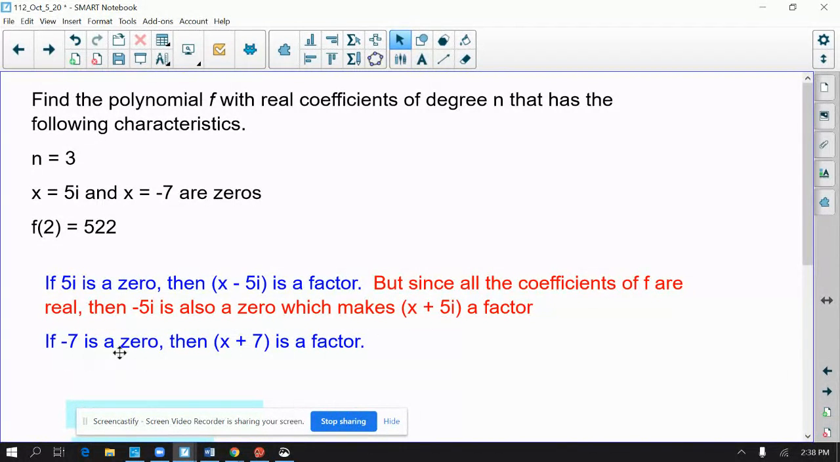Now, -7 is a 0, which means x plus 7 is a factor. And there's nothing under here because -7 is a real and rational number. So I don't need a conjugate of -7 to cancel out. In fact, if I did introduce a conjugate, do you see the problem? I would have 4 zeros, making it a degree 4, but it's supposed to be a degree 3. So my imaginary pairing, my conjugates here, account for 2 zeros, and this -7 is the third zero.